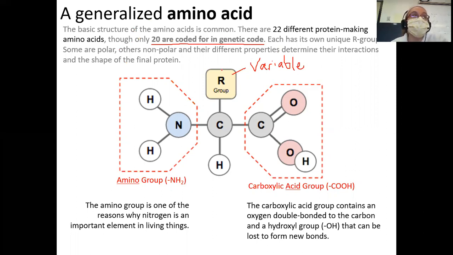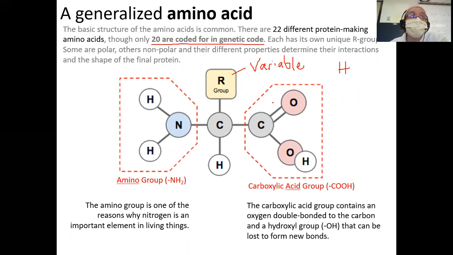So the R group is unique. It can be as simple as just an H, as in glycine, or it can be really complex with like a ring or extra chains and stuff on it. You are not required to memorize the 22 different amino acids. That would be like an upper level, graduate level, college type thing, where they would make you memorize what they all are.